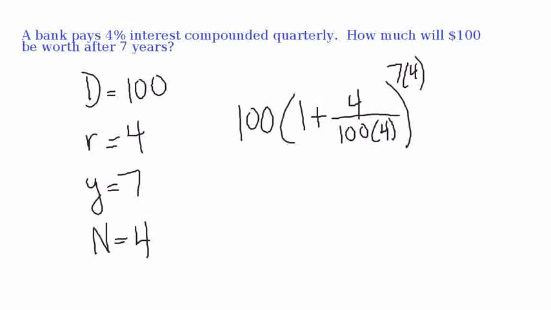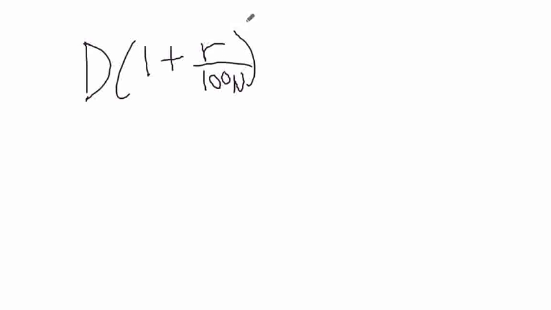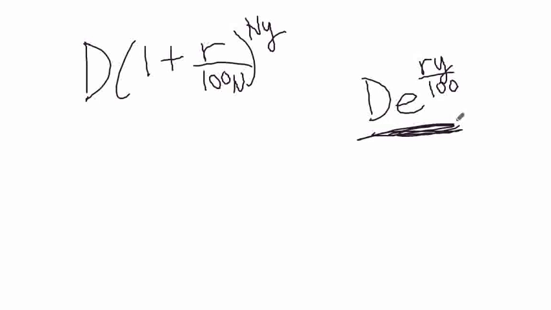Let's write the original formula with n, compounded n times per year. So it goes D times (1 + r/(100n)) to the ny. I want you to do an exercise to show you that if it's compounded instantaneously, the answer is going to be D e to the ry over 100. Remember e is the natural base, so you might be wondering how in the world e snuck into this discussion. Let me show you why it turns out that e snuck in.